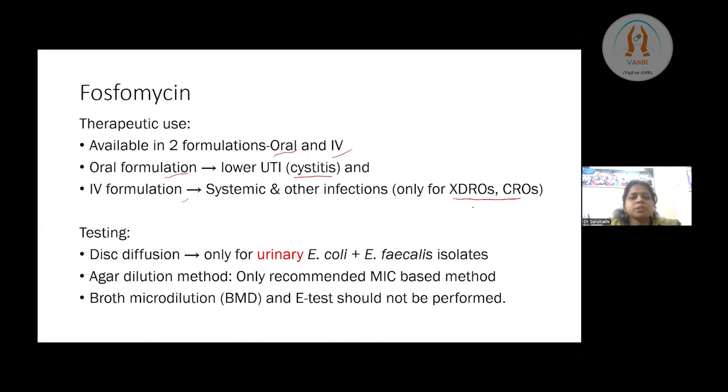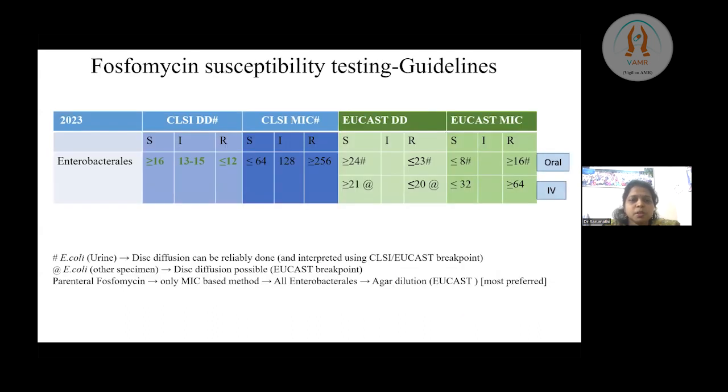So what are the testing methodologies there? Disk diffusion can be done for urinary E. coli and also Enterococcus faecalis isolates. And agar dilution is the gold standard, it's the only recommended MIC method for fosfomycin. The BMD method, broth microdilution, and E-test should not be performed for fosfomycin. Okay. So these are the guidelines.